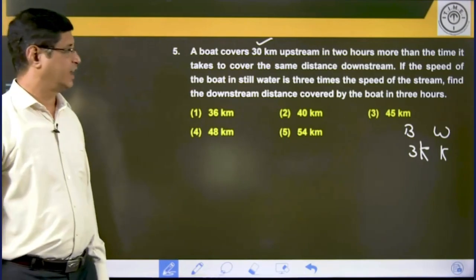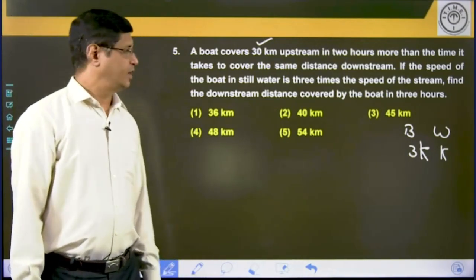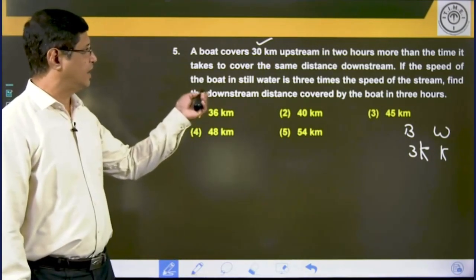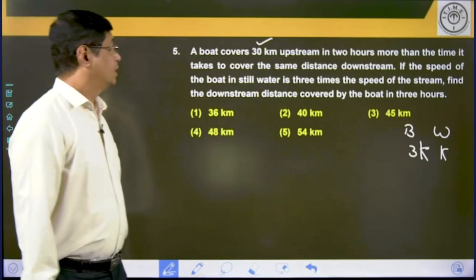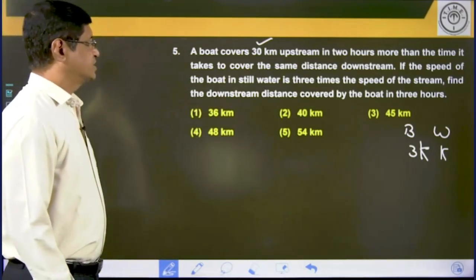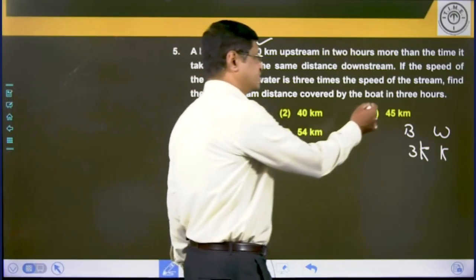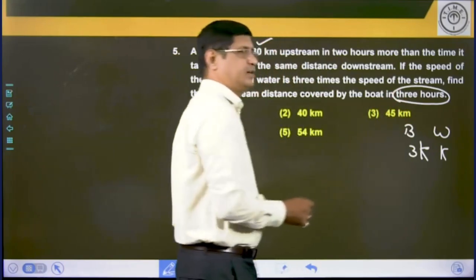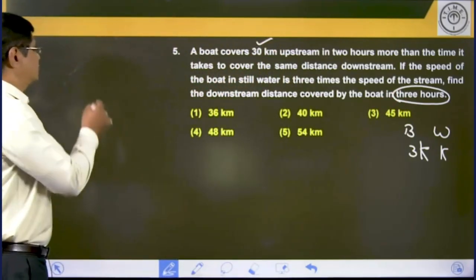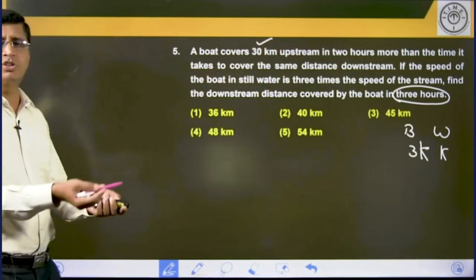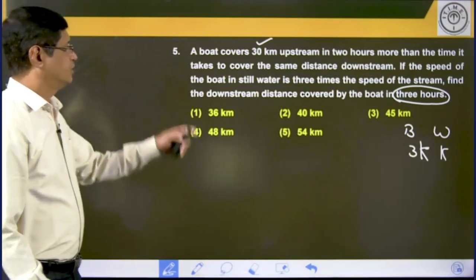I am using 3K and 1K. That is the ratio of the speed of the stream and the boat. Find the downstream distance covered by the boat in 3 hours. So distance covered in 3 hours to be found. Distance covered in 3 hours means speed of the downstream into 3. That is the answer.